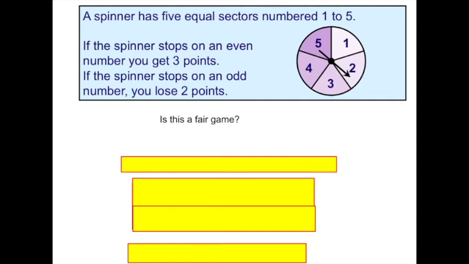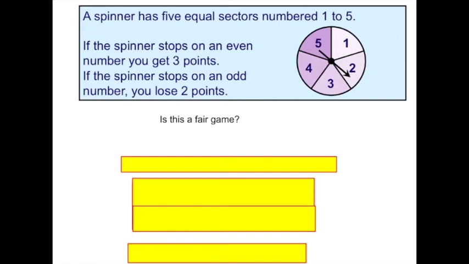We're going to have a look now at a situation where we might use this to identify a game being a fair game. So a spinner has 5 equal sides numbered 1 to 5. If the spinner stops on an even number, you get 3 points. If the spinner stops on an odd number, you lose 2 points. Is this a fair game?